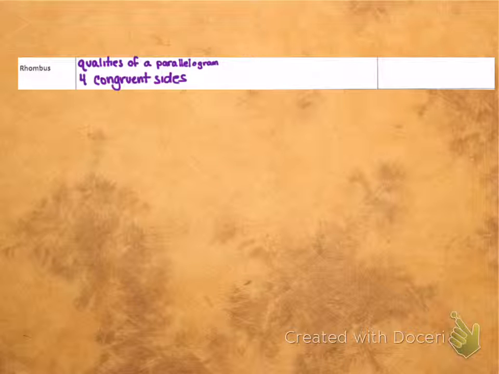So we move on to rhombus. Now a rhombus is a parallelogram, all the qualities of a parallelogram, but with four congruent sides. So the things that are true for a parallelogram: sum of the angles is 360, two pairs of parallel sides, opposite angles are congruent, adjacent angles are supplementary. Those things are all also true of a rhombus, but a rhombus has the four congruent sides. So let's take a look at that picture.